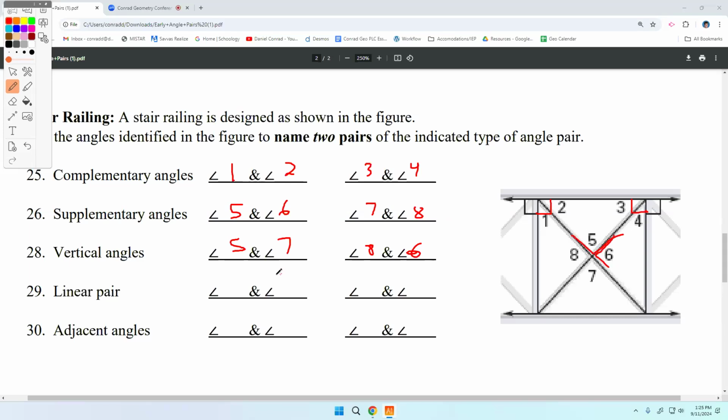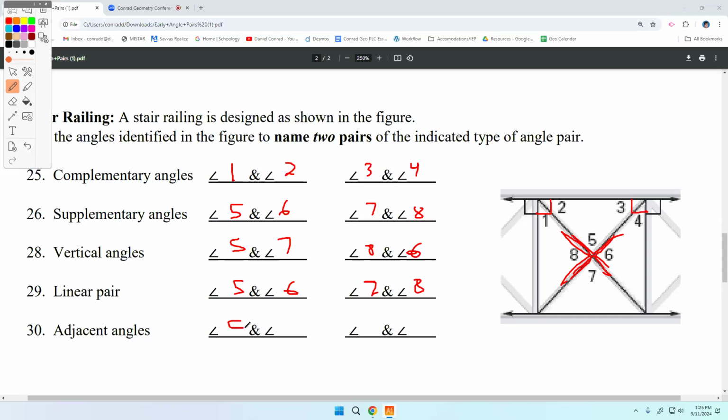So 5 and 6 are also a linear pair. Same thing, 7 and 8. They share a common side, so they're also a linear pair. So I can leave 7 and 8 as well. And then linear means supplementary and adjacent.